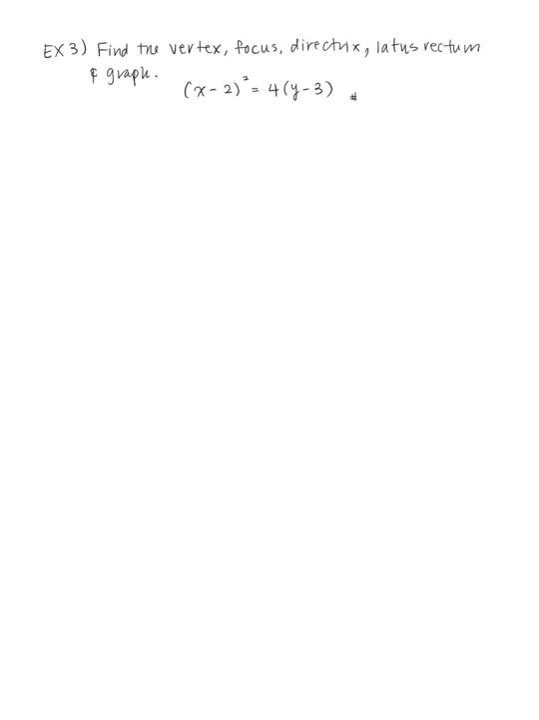Example 3: find the vertex, focus, directrix, latus rectum, and graph. Alright, so let's take a look at this equation here. This is of the form x minus h squared equals 4a times y minus k. So which equation is that? We're going to have to use equation 3. Now let's write down our formula for the vertex. It is h comma k, so in this case we're going to have 2 comma 3.